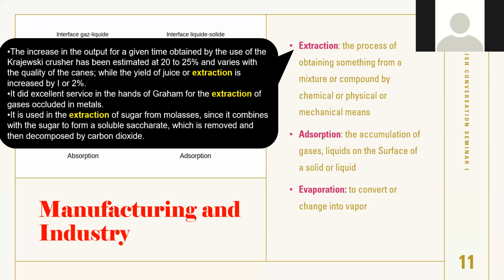Extraction. The increase in the output for a given time obtained by using the Krajewski crusher has been estimated at 12 to 25% and varies with the quality of the grains. While the yield of extraction is increased by higher 2%.